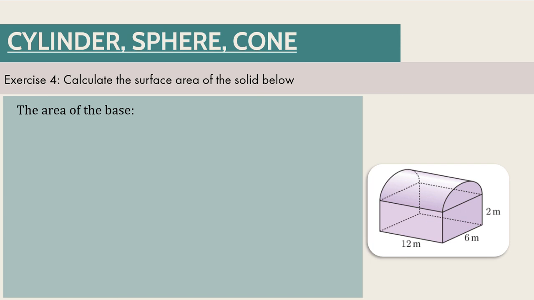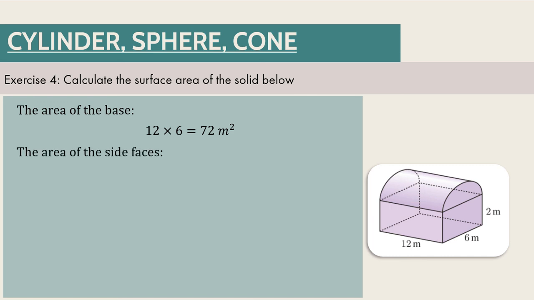Okay, so first we have to calculate the surfaces individually and then we add them together, because this shape is complicated and we do not have a single formula to find directly the area of this. So first we will try to find the area of the base. 12 times 6 equals 72 square meters. I mean the rectangular base, not the base of the cylinder on the lid.